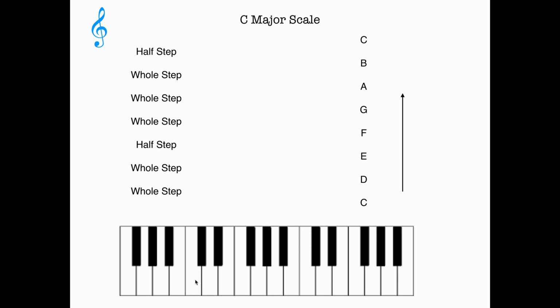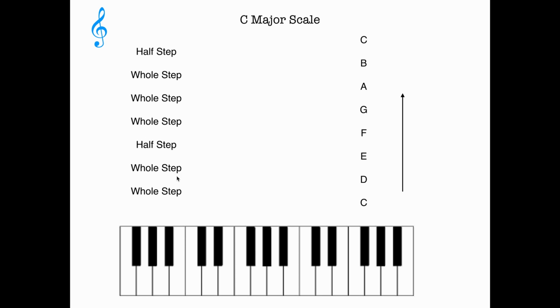Starting on C, again, I'm just using the keyboard as a helpful visual, but it doesn't matter if you play the piano or not. So as you can see, the first interval is a whole step. So that would take us to D, because C to C sharp is a half step, and C sharp to D is another half step. Therefore, a whole step would be C to D.